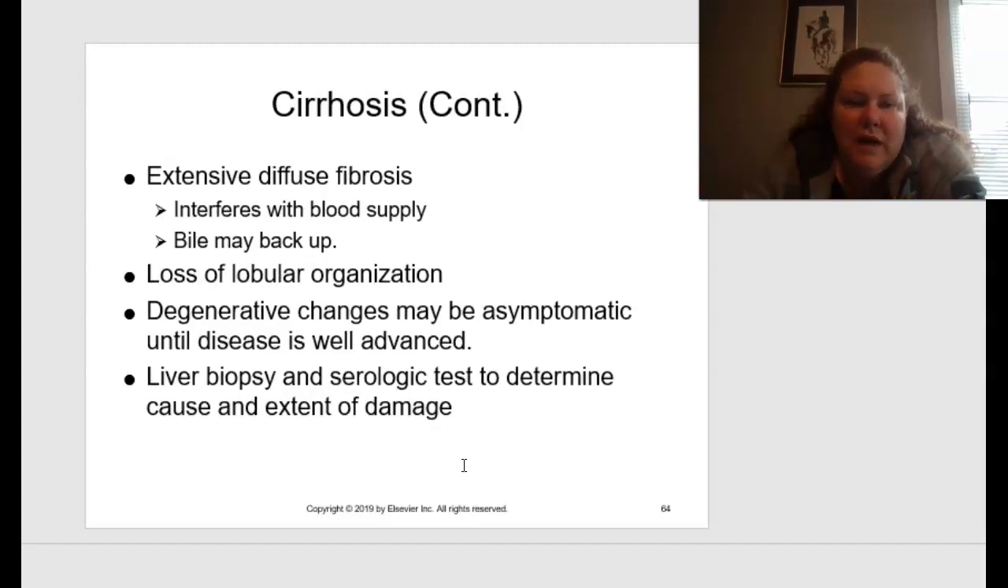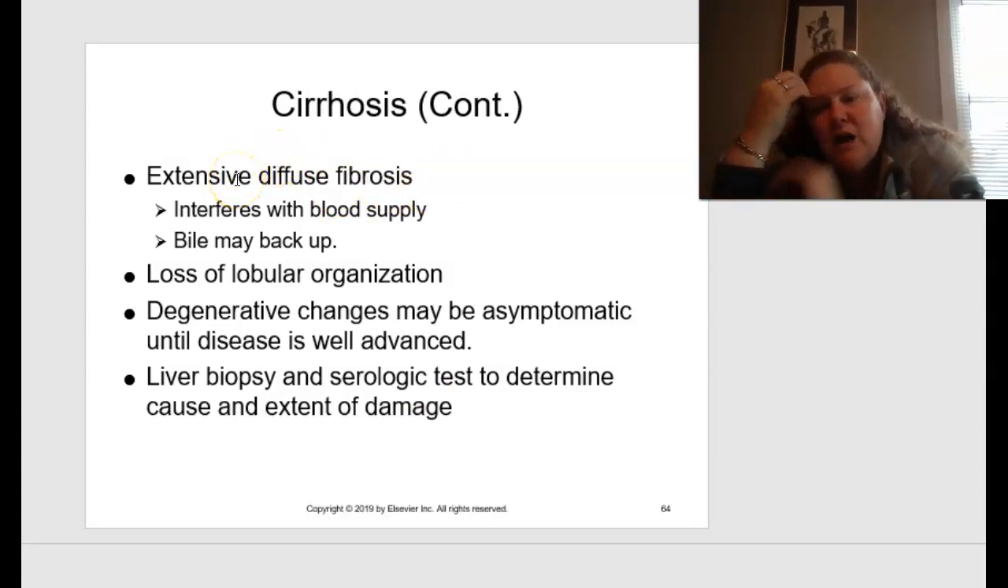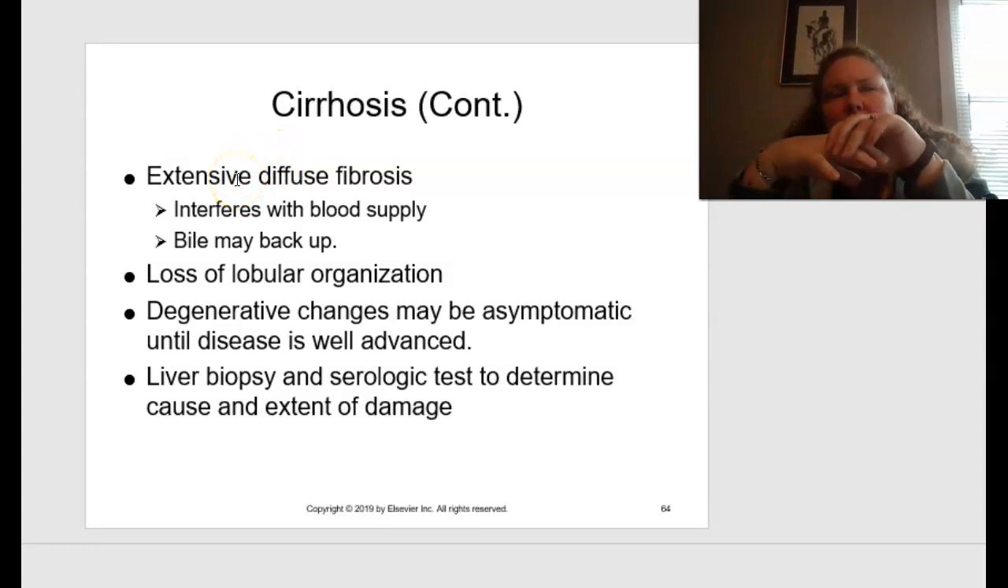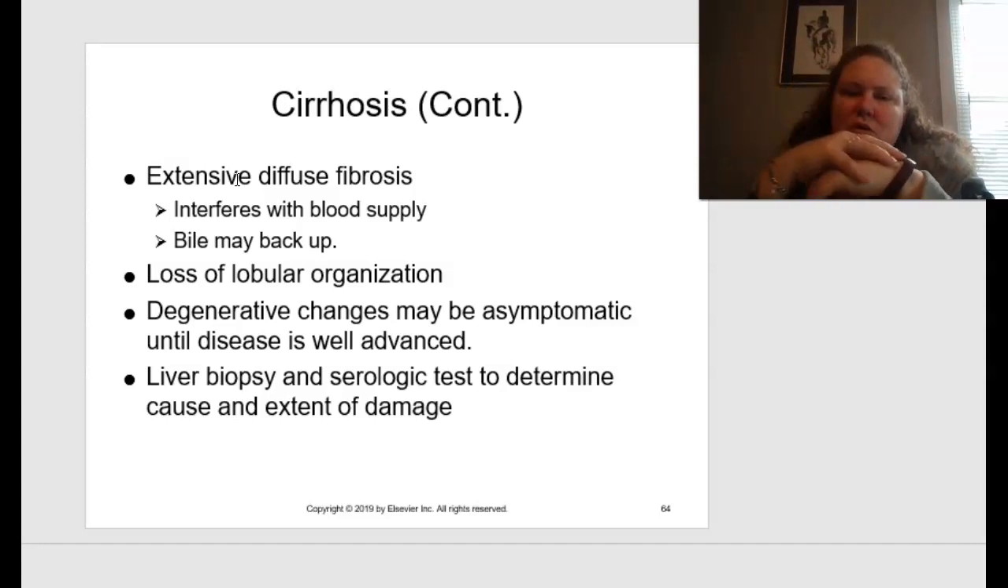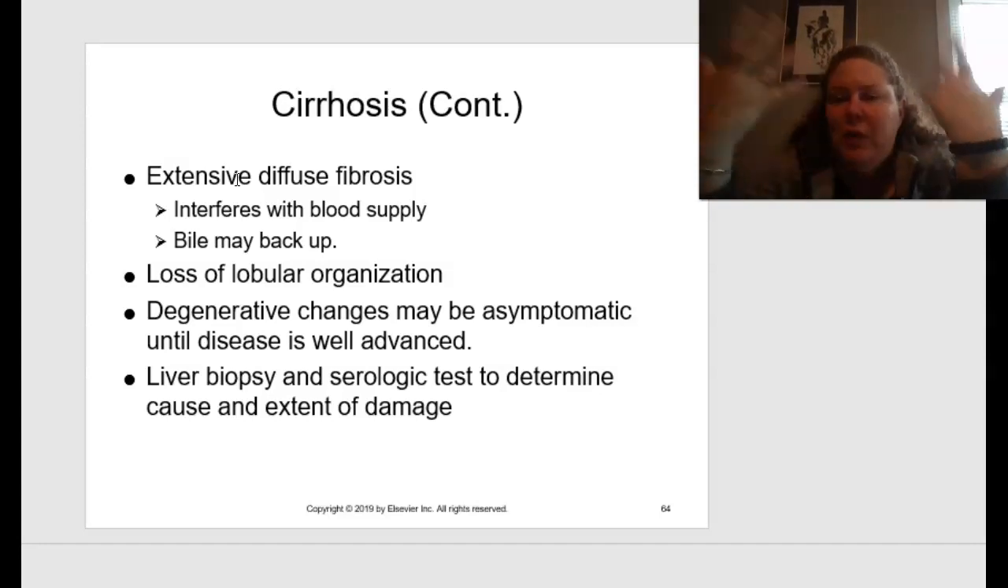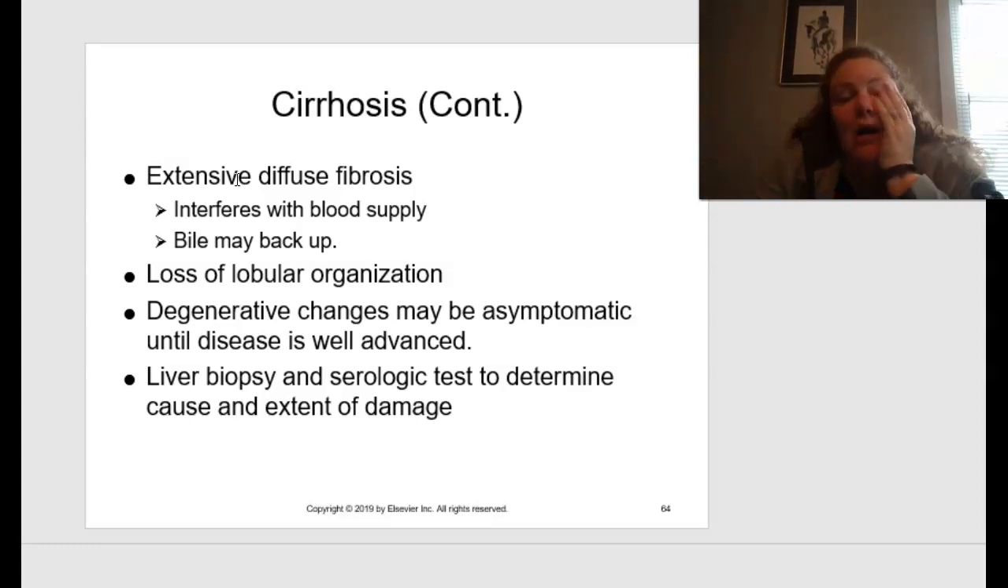This is caused by extensive diffuse fibrosis, and remember, fibroids are not very pliable. It's kind of like scar tissue, in a way. So with that, it's going to interfere with blood supply, and because of that, the bile can back up. And also, since we're interfering with the blood supply, things try to reroute to stay alive. And so you can have that loss of the organization of those different lobes, so the loss of the lobular organization.